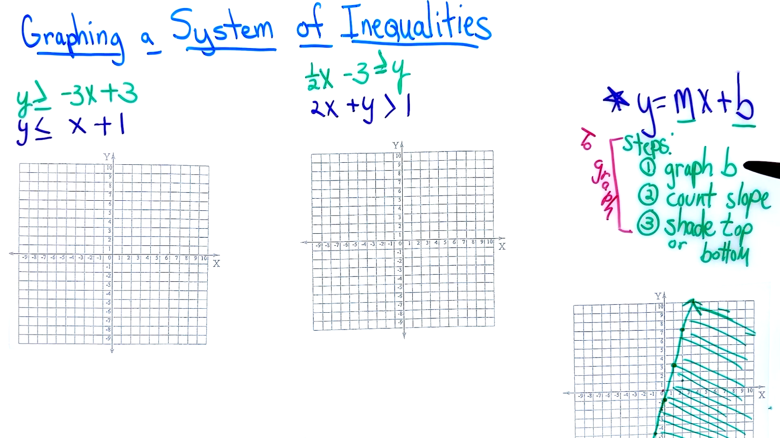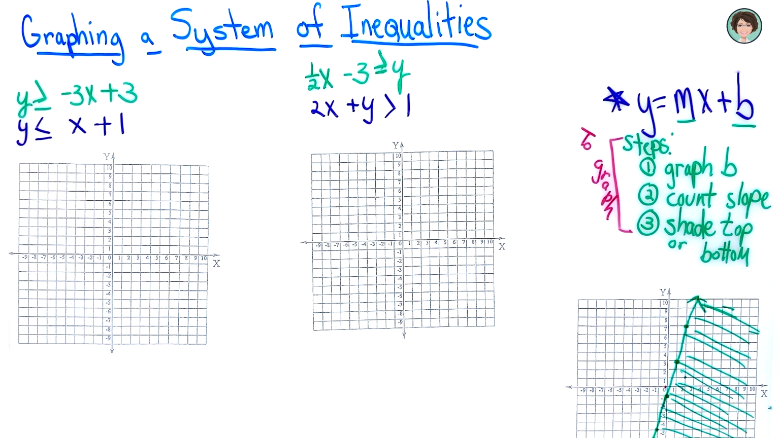So first we start with graphing letter B. We then go ahead and from letter B, we count our slope. And now, once we draw our line, we have to go ahead and shade the top or bottom. So underneath the things to remember, all of these steps that we just discussed, this is just an example of shading one inequality, where notice everything below this line are the ordered pairs that would make the equation true.